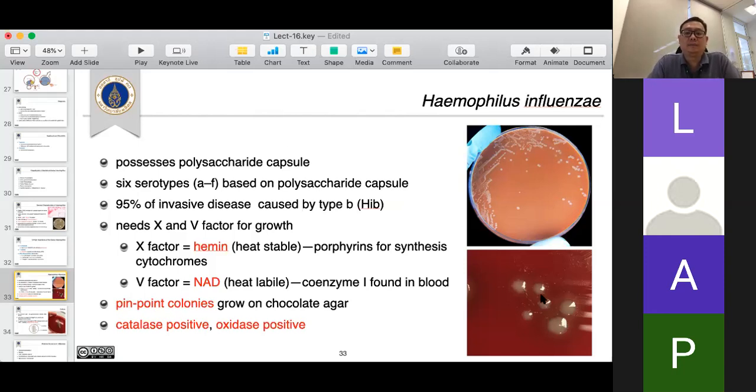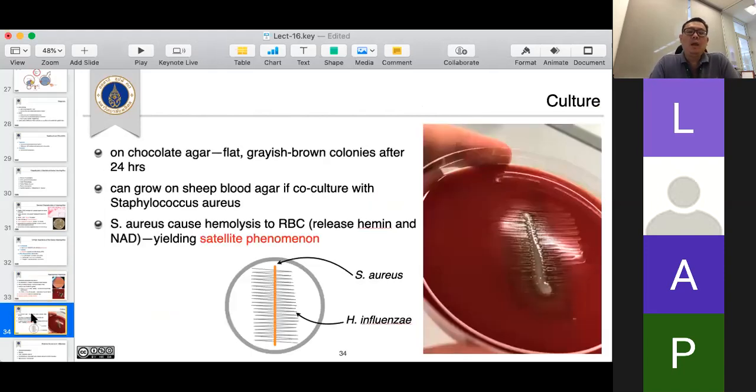The colony is super small, a pinpoint colony. This is not a Haemophilus influenzae colony, but the colony is here. You see, this one is a pinpoint colony, so small, okay? Catalase positive, oxidase positive, okay? If you want to grow Haemophilus, you probably need to co-culture with Staph aureus.